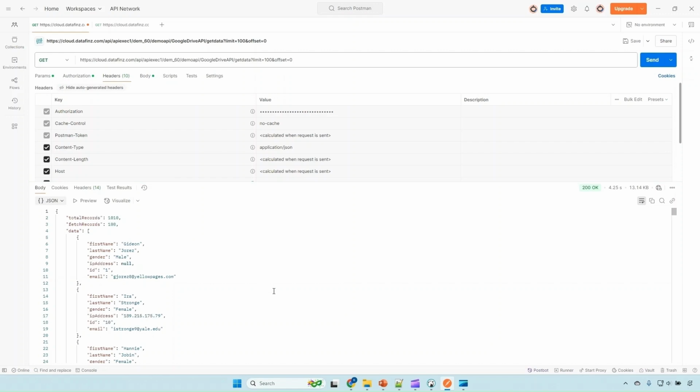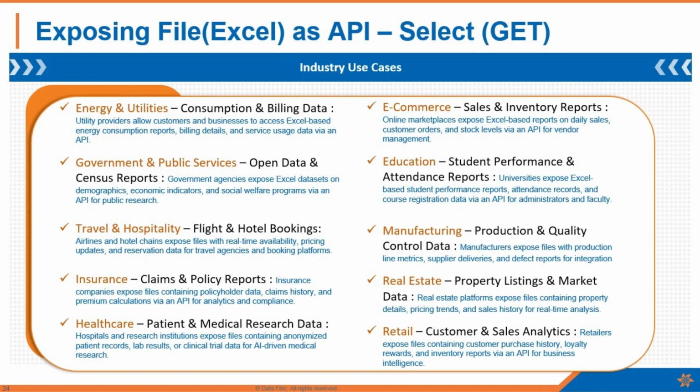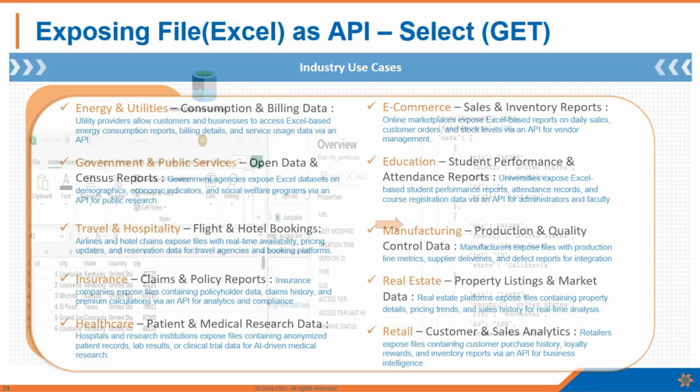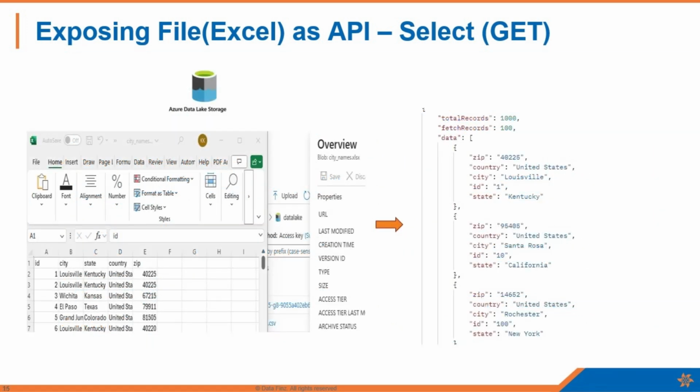Exposing Excel files as APIs using the GET method enables industries to share critical data like energy usage, sales reports, and research insights, making real-time access and analysis more convenient. DataFinz allows users to seamlessly expose Excel files as APIs using the GET method, providing no-code access and simplifying data retrieval.